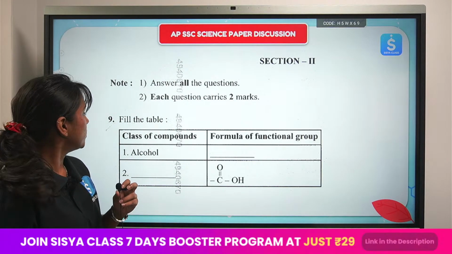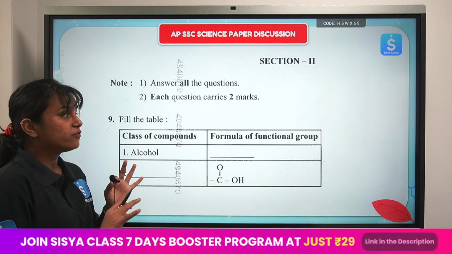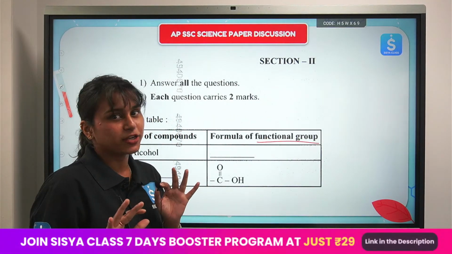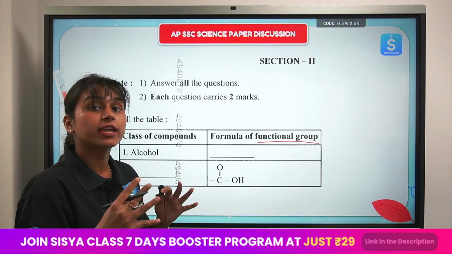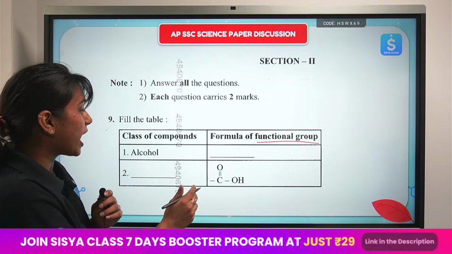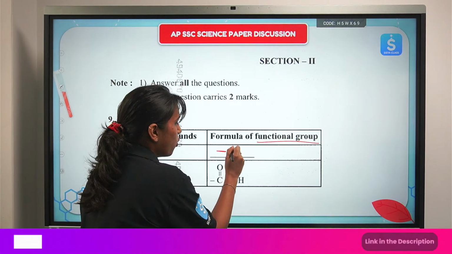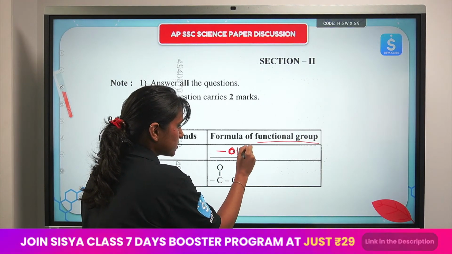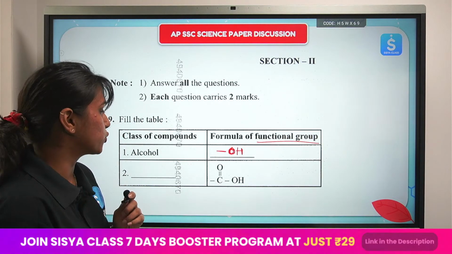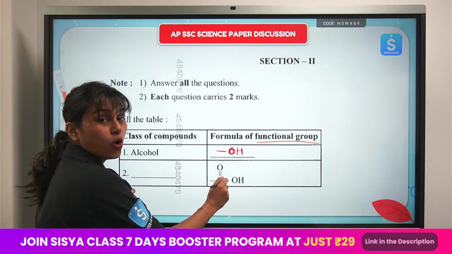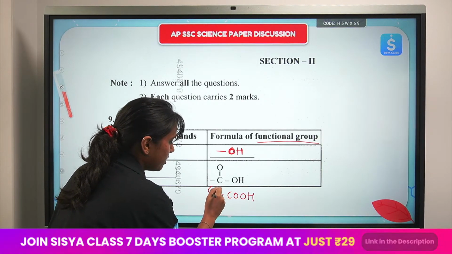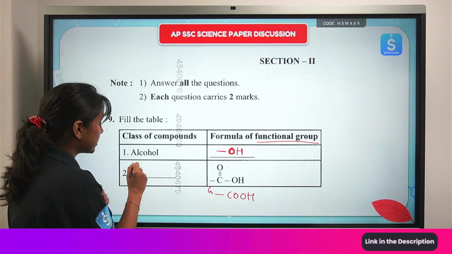The question is about class of compounds and formula of functional group. So the functional group is basically the identity of a compound. Okay, from the functional group we can identify what type or what class of compound it is. So for alcohol the identity is OH. Alcohol is identified by the OH functional group. Okay, and the COOH, or else you can write it like this, the same thing. This is carboxylic acid.